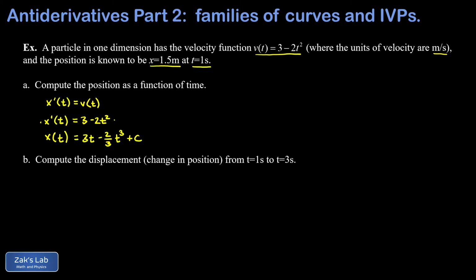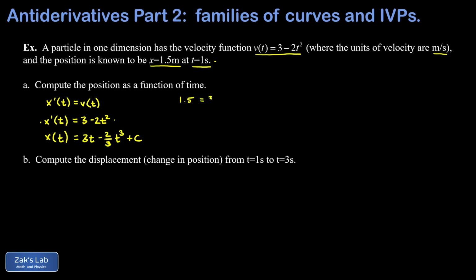Now we're still not done answering part A. To get the position as a function of time, we need the particular solution of this. In other words, we need to nail down the value of c. And this time, our initial value happens when t is equal to 1. And when t is equal to 1, x is equal to 1.5.